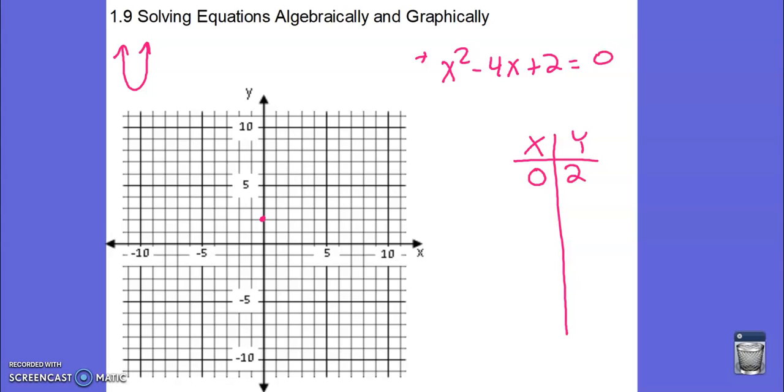The other thing you should consider is trying to find the axis of symmetry. Remember, the parabola always has an axis of symmetry. It goes right through the middle. To find the axis of symmetry, it's x equals negative b over 2a. On this problem, that's going to be positive 4 over 2, which is 2. So there is an axis of symmetry, the middle of the parabola, at x equals 2.